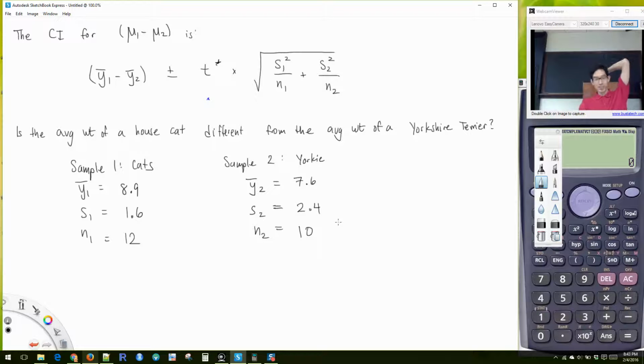Okay, so now it's just a matter of plugging and chugging. Oh, I've forgotten an important thing, and that is, how do we pick our T star? Okay. So T star is based on our degrees of freedom. We need the degrees of freedom. So df for T star.